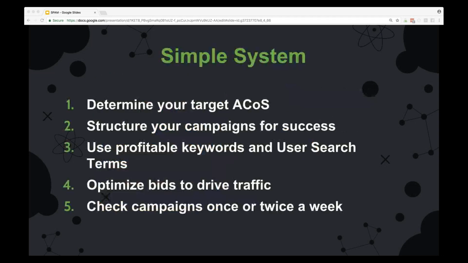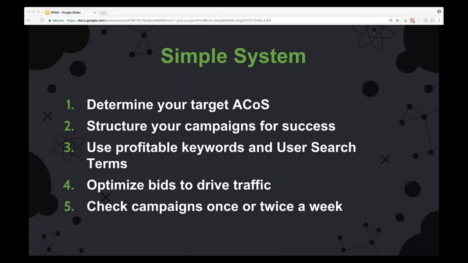So the simple system. We're going to talk about each of these individually, so I want to run through it at the top. I'm a big picture guy, so I like to be shown where we're headed, and then we can dig into it in finite detail. So 1, determine your target ACOS. For those of you who don't know what ACOS is, it's advertising cost of sale, and that's a term that Amazon likes to use, and we'll dig into that a little bit more.